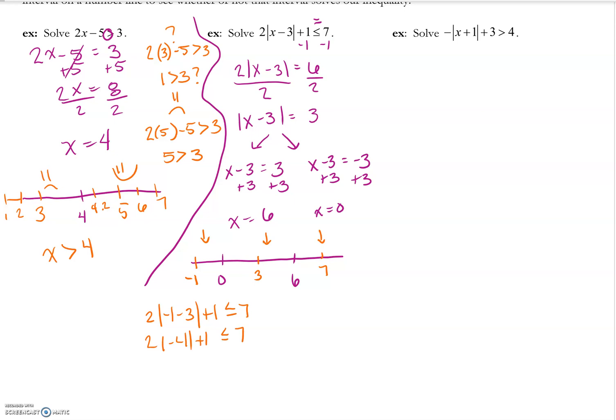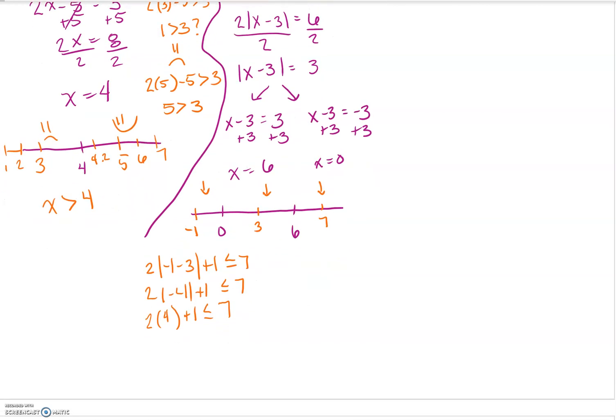I'll still work on my absolute value. I know the absolute value of negative 4 is positive 4. The distance away from 0 of negative 4 is positive 4 units. Still working with order of operations, now I know that 2 times 4 is 8, plus 1 is 9, and I'm asking myself, is 9 less than or equal to 7? No, it is not. So for this first section of my number line, none of the values less than 0 would have satisfied the original inequality.